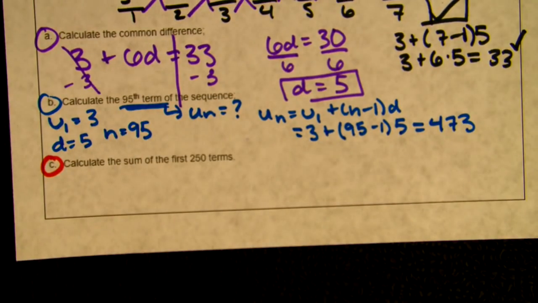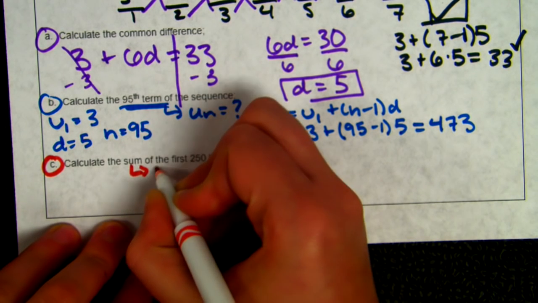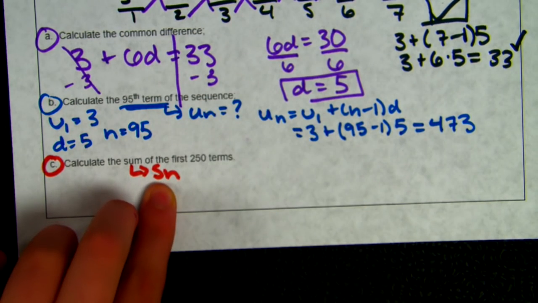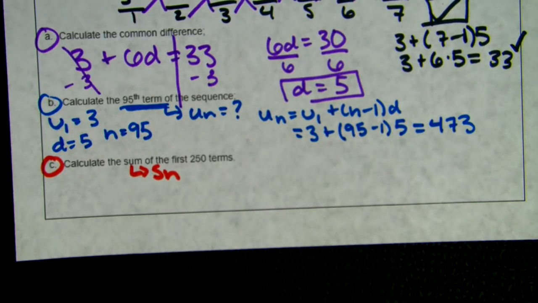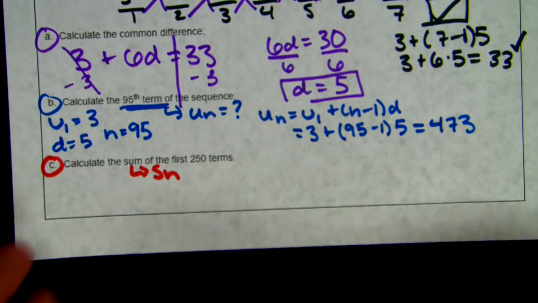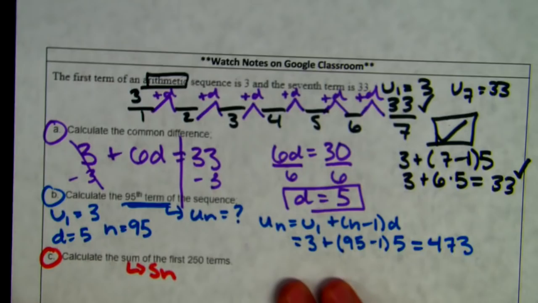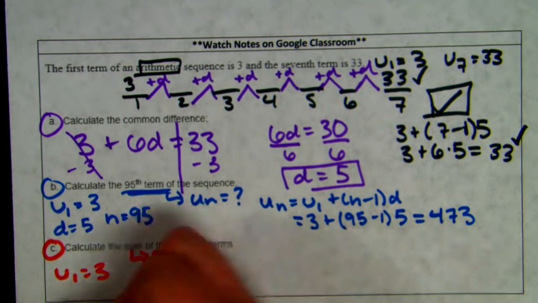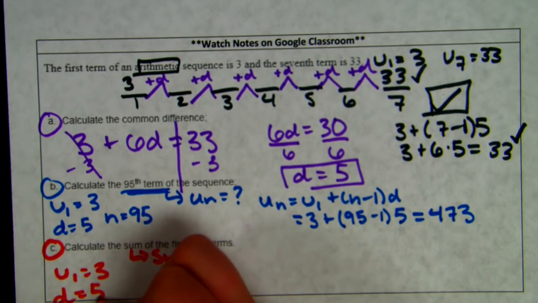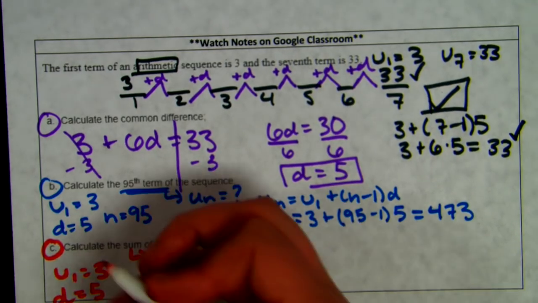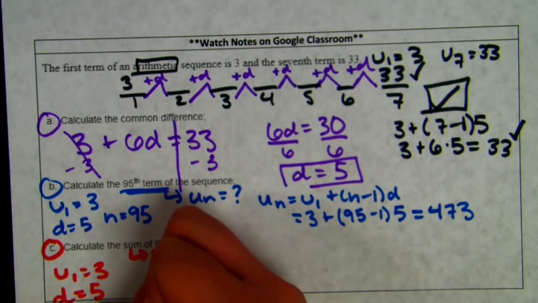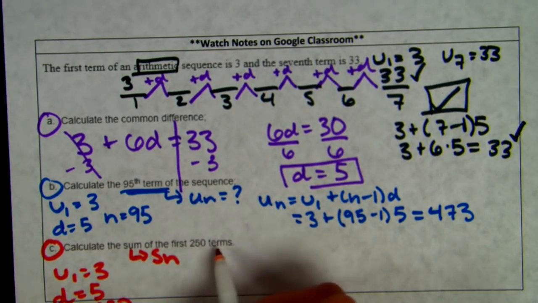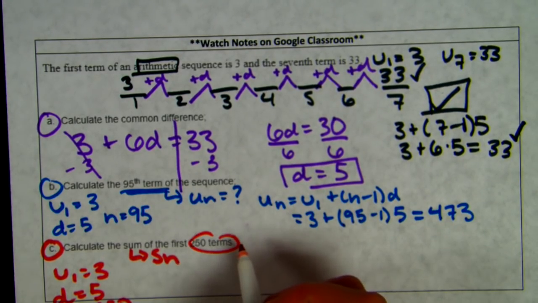So it says calculate the sum of the first 250 terms. I know that the sum means I'm going to use my formula at the top right because I need to know the added total of all the numbers together. Once again, I'm using the same sequence. That means my first term is 3, my common difference is going to be 5, and my n is going to be 250 because I'm looking for the sum of the first 250 terms.